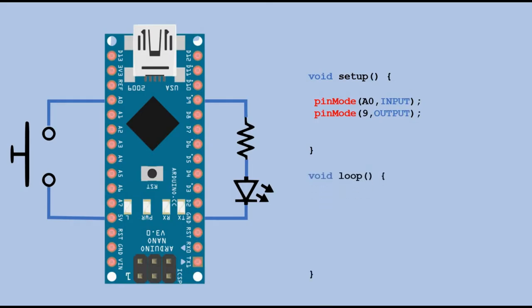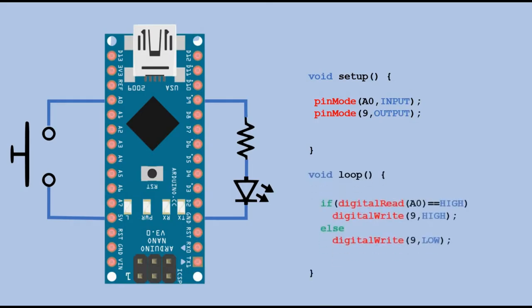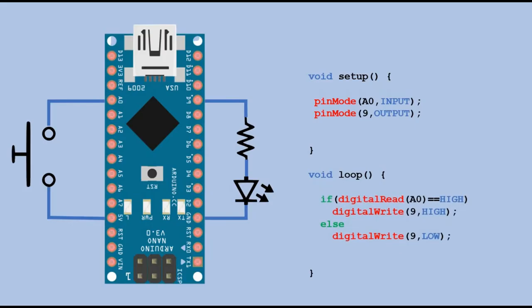In the loop function, we are reacting to the changing input signal at pin A0. When we read a high signal off the pin, we send a high signal to digital pin 9, which turns the LED on. If the signal at the pin is low, we send a low signal to digital pin 9, which turns the LED off. So when the button is pressed, we receive 5 volts at pin A0. The code recognizes it as a high signal and sends a high signal to pin 9 to light the LED.